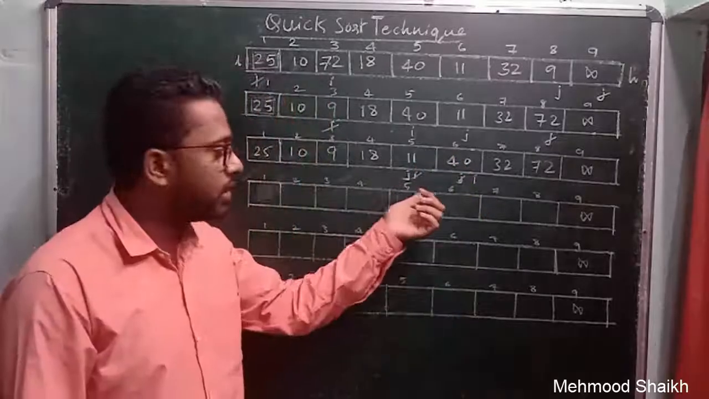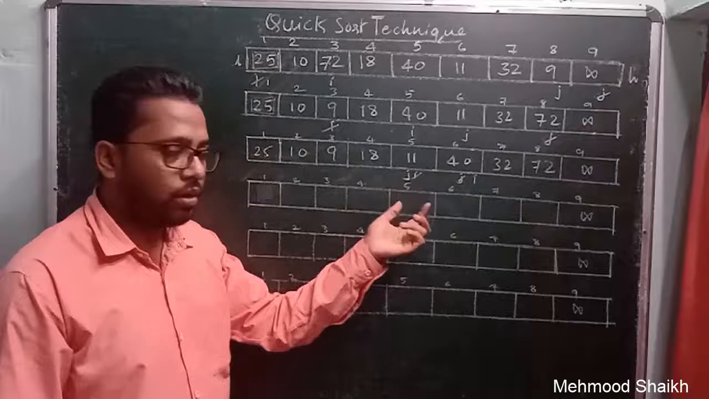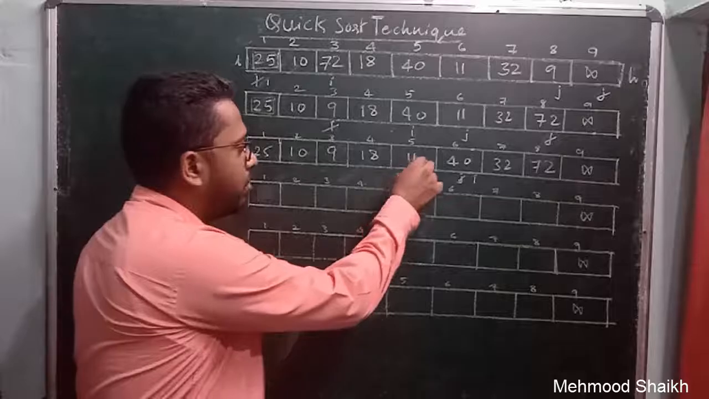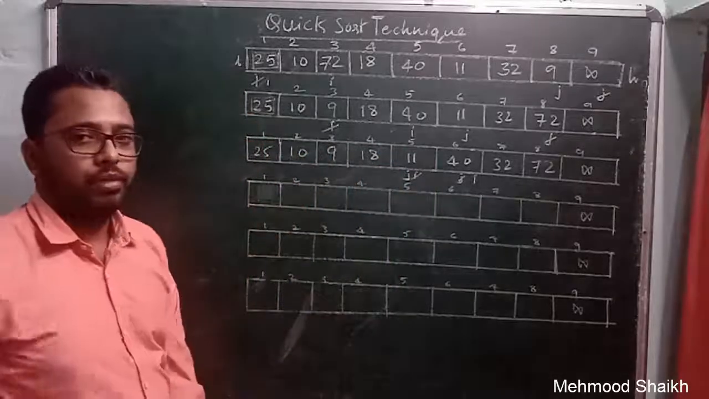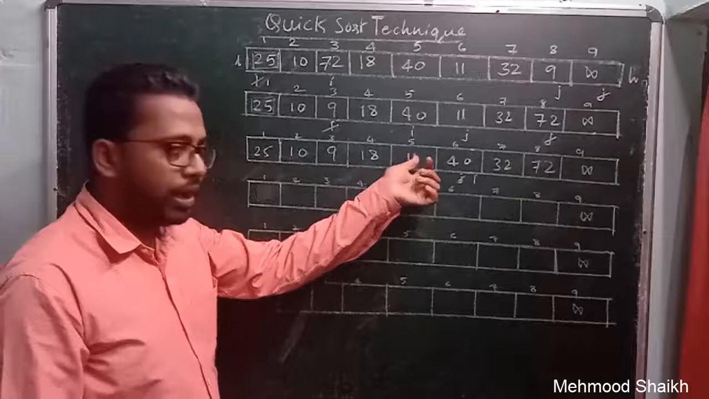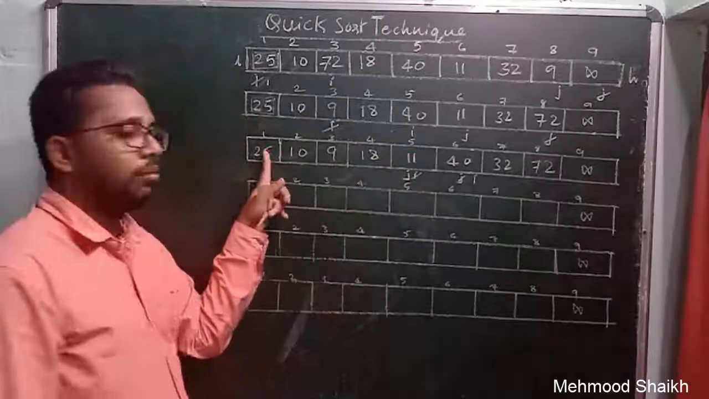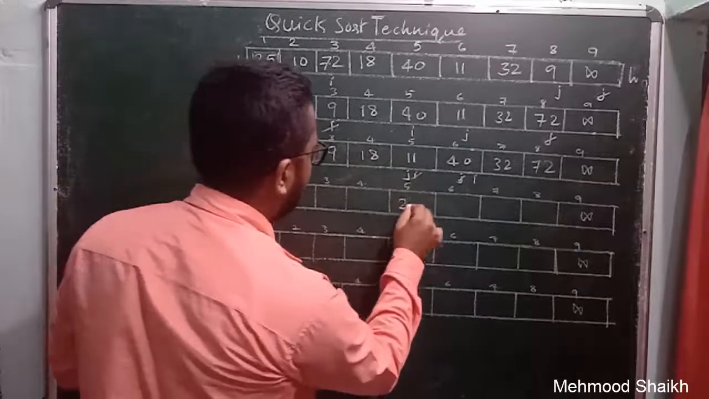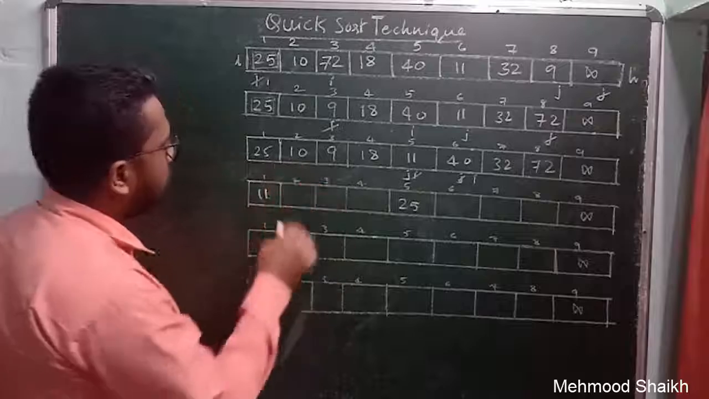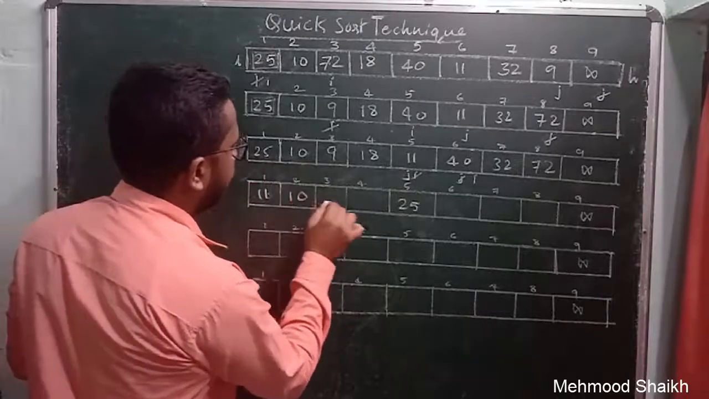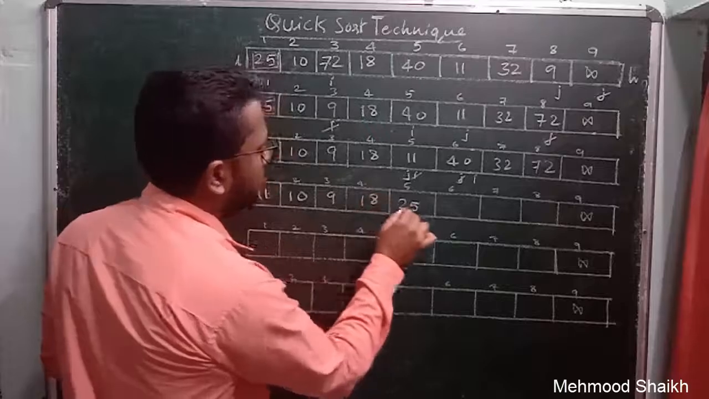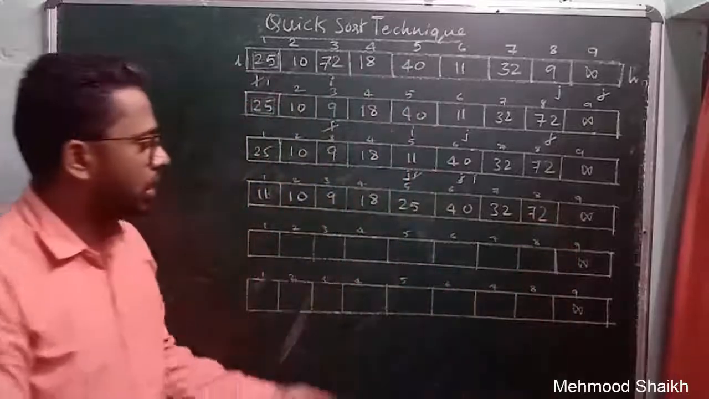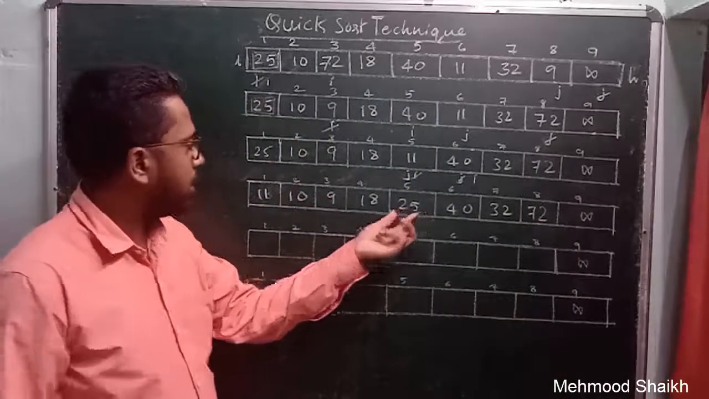Now you can clearly see here I has crossed J. Whenever I crosses J, you need to replace the element whichever J is pointing to with the pivot element. So we put 25 in the place of 11. Now we put all the other elements as they are: 10, 9, 18, 25, 40, 32, 72.